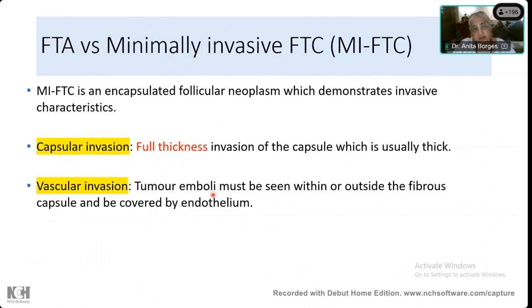In other words, it's stuck to the endothelium, and the endothelium, because it is an embolus, or like you understand thrombi within vessels, the endothelium then grows over the embolus or the thrombus, as the case may be. So this is the definition.